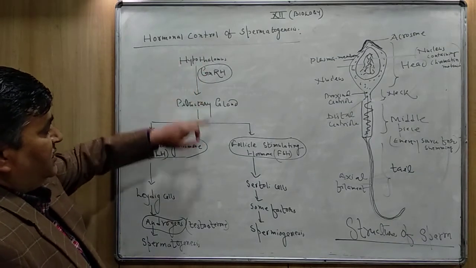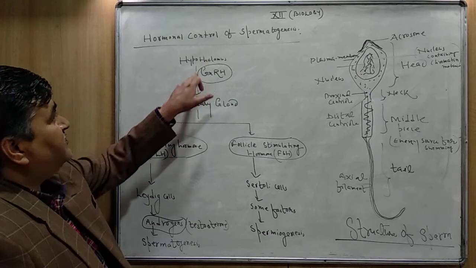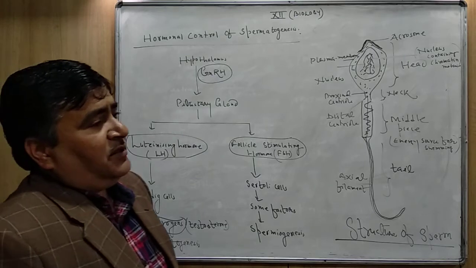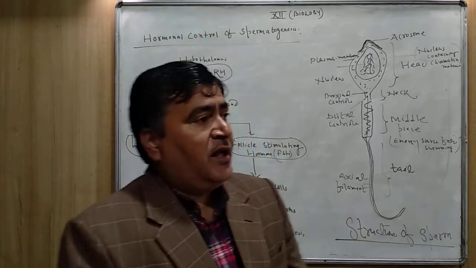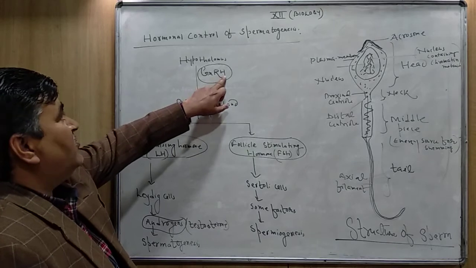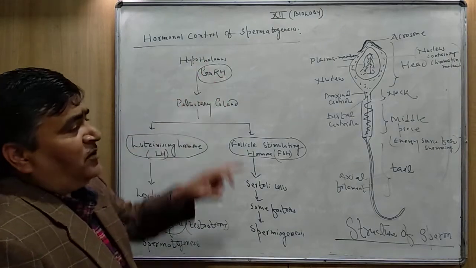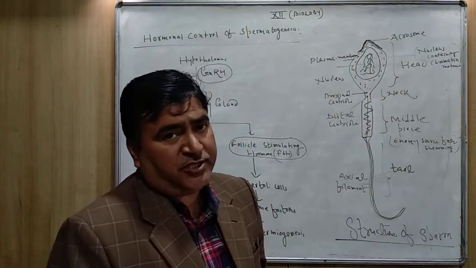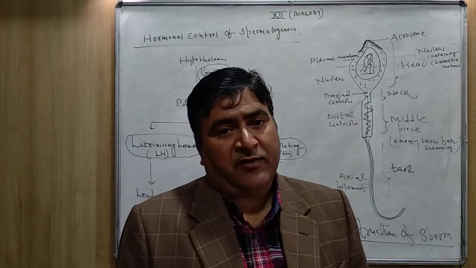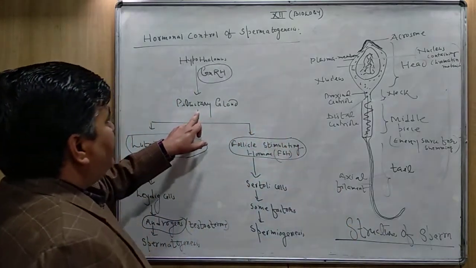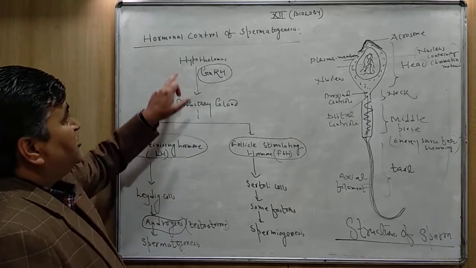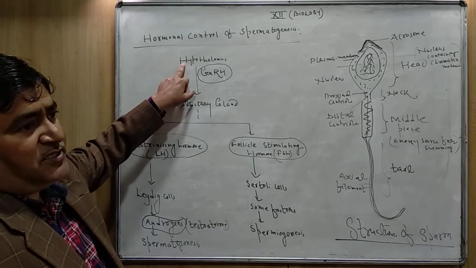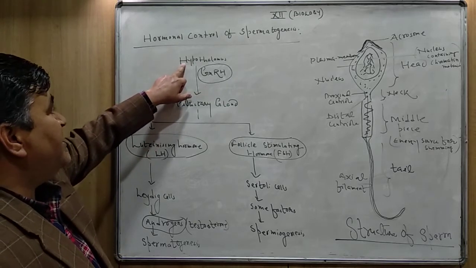These are the hormones. These hormones I have encircled. There is a hormone called gonadotropin releasing hormone. As you know, the hypothalamus is the part of the brain which is known as the master of the master gland. Our pituitary gland is the master gland, but this pituitary gland is also controlled by the part of our brain called the hypothalamus. So the hypothalamus is known as the master of the master gland.